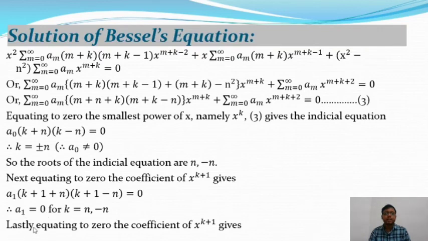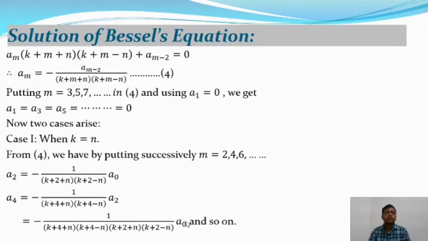And lastly, equating to 0 the coefficient of x to the power k plus m, this will give a_m into (k plus m plus n) into (k plus m minus n) plus a_(m minus 2) is equal to 0. Okay, and this is the recurrence relation of the given differential equation.